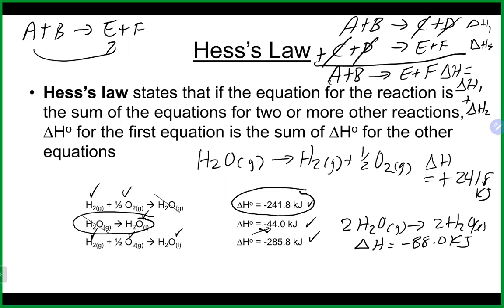You will have a number of different individual equations that you may have to reverse, you may have to multiply by a number, you may have to divide by a number, you may not have to do anything to it, but you need to arrange all the individual equations in such a way that when you add them together, everything cancels out and you're left with the equation you're looking for. And then you just add up all the delta H's and keep track of what you did to it.